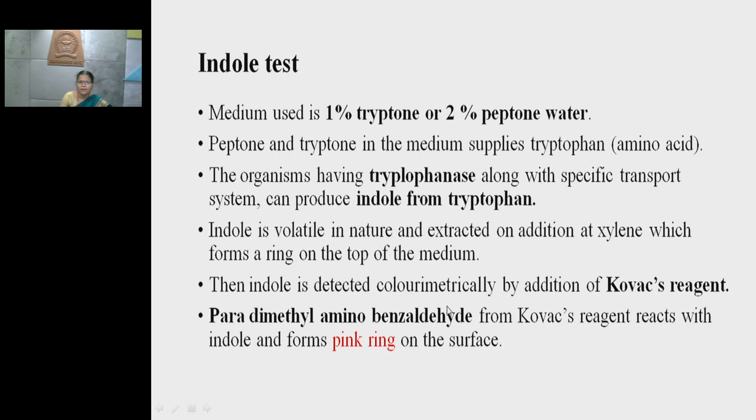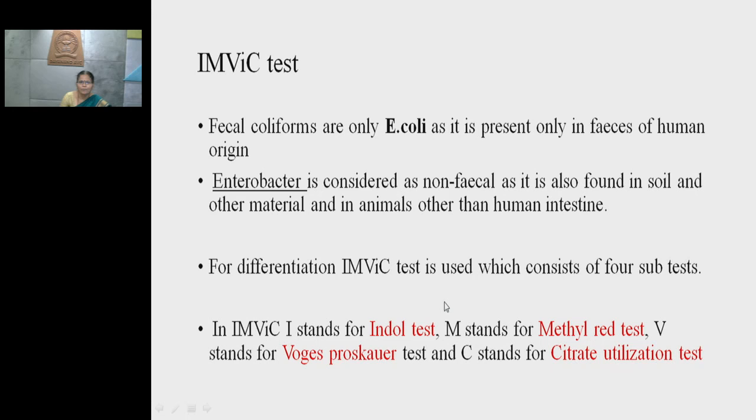Today I will teach the IMViC test, which is used to differentiate E. coli from Enterobacter aerogenes. The IMViC test consists of a set of four tests. The first test is the Indole test.